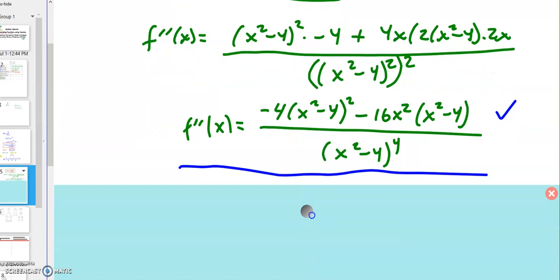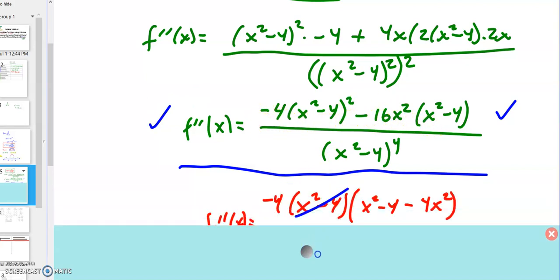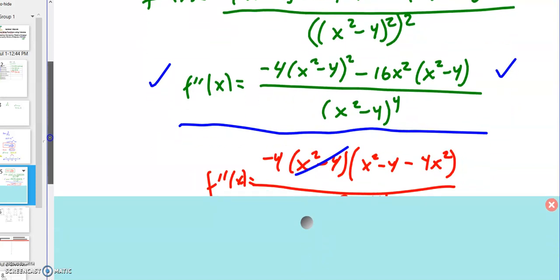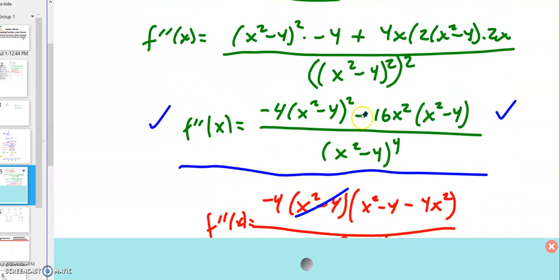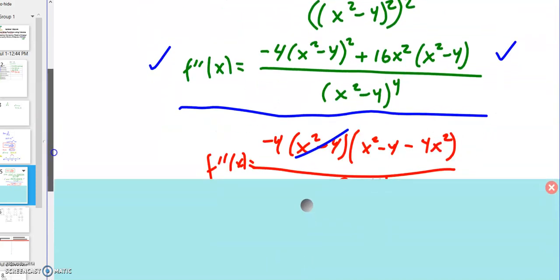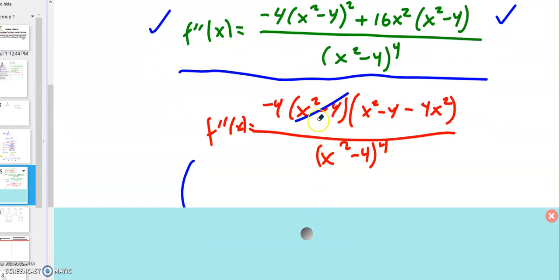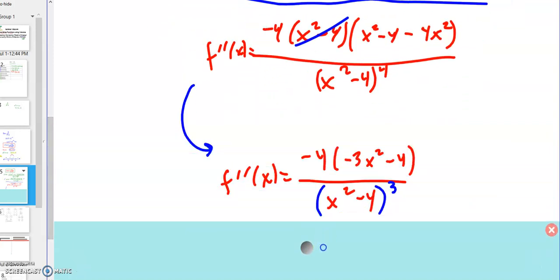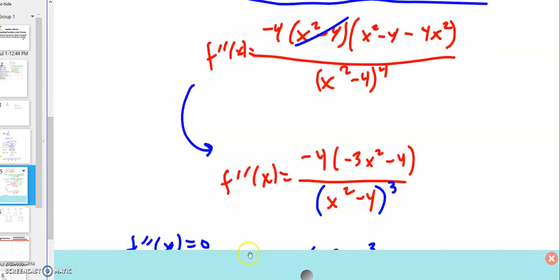Okay, so you can pause if you need to take a look at that. But here it is cleaned up a little bit. And then I'm going to take a GCF of x squared minus 4 and negative 4 out of both of those. Oops, that should be a positive there. Sorry. I'm going to take a GCF out. And I get this. I have an x squared minus 4 on the top and the bottom, so I'm going to cancel. And that x squared minus 4 on the bottom is then just going to be cubed. So here is my fully simplified second derivative.